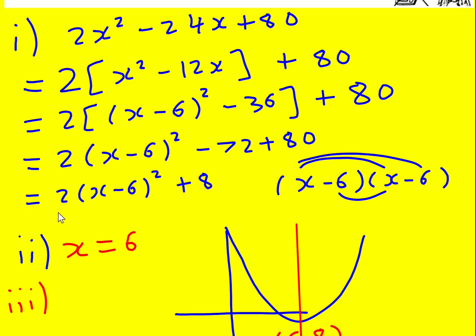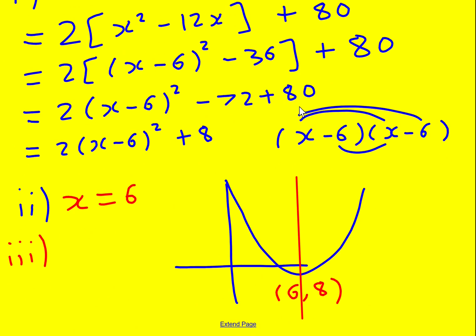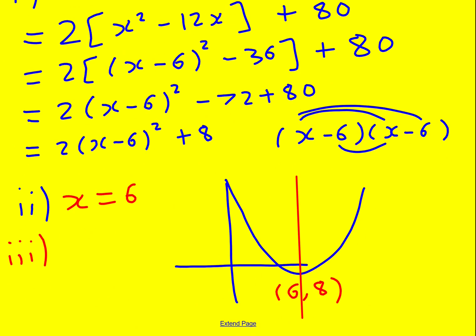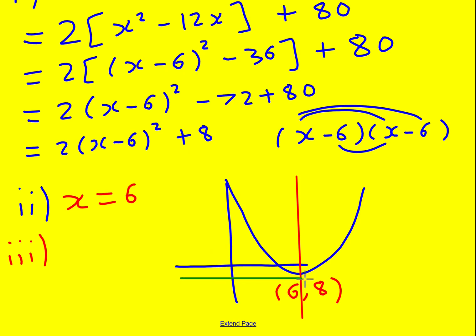Part 3 then says state the equation of the tangent at its minimum point, and it's a similar sort of idea. A tangent is a straight line that just glances off of a curve. So this one doesn't quite. I need to bring it up, and now it does. So this is going to be a y equals line because it's horizontal, and it's going to be y equals the minimum. This value of y is always going to be y equals 8.